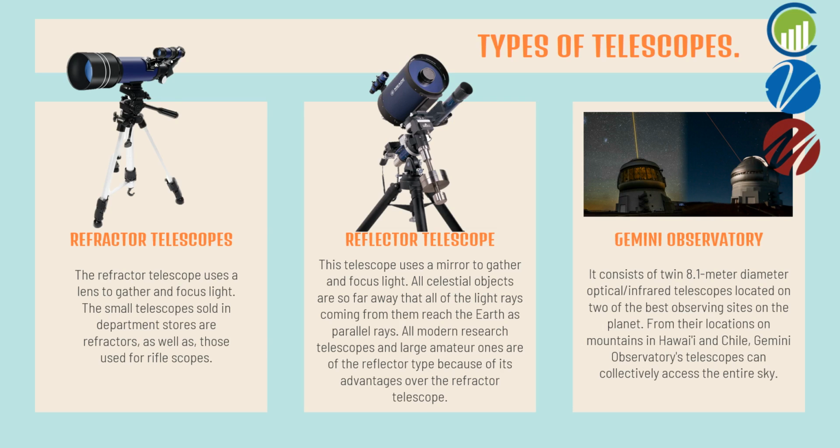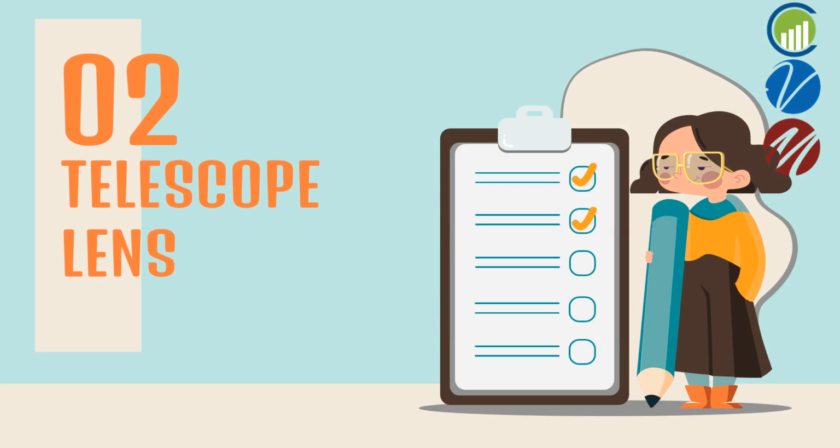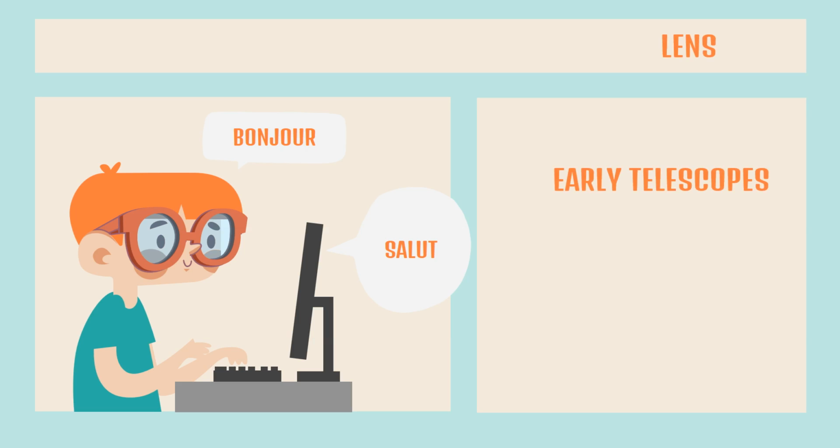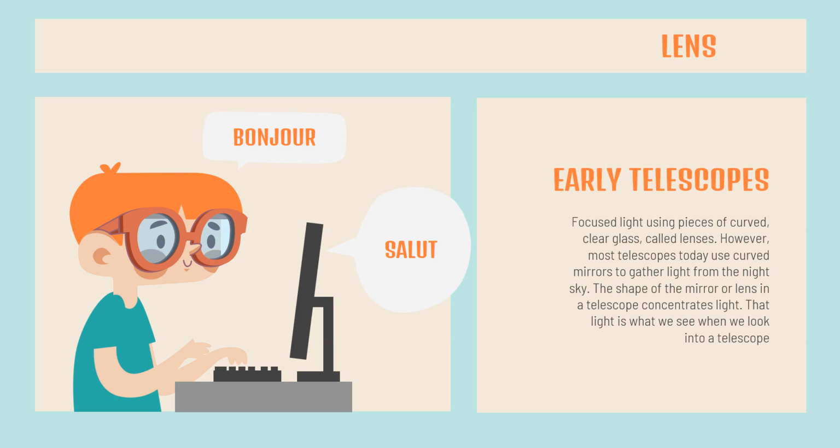Let's continue. So we watched that telescopes use lenses and mirrors. Let's see telescope lenses. Telescope lenses were used in early telescopes. They focus light using pieces of curved clear glass called lenses. However, most telescopes today use curved mirrors to gather light from the night sky. The shape of the mirror or lens in a telescope concentrates light. That light is what we see when we look into a telescope.